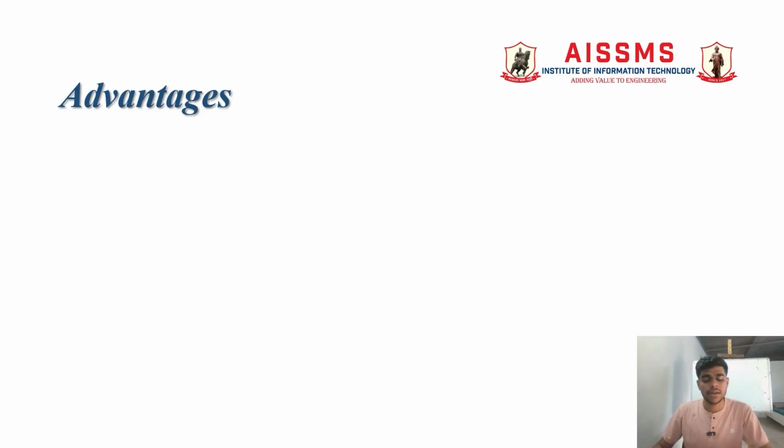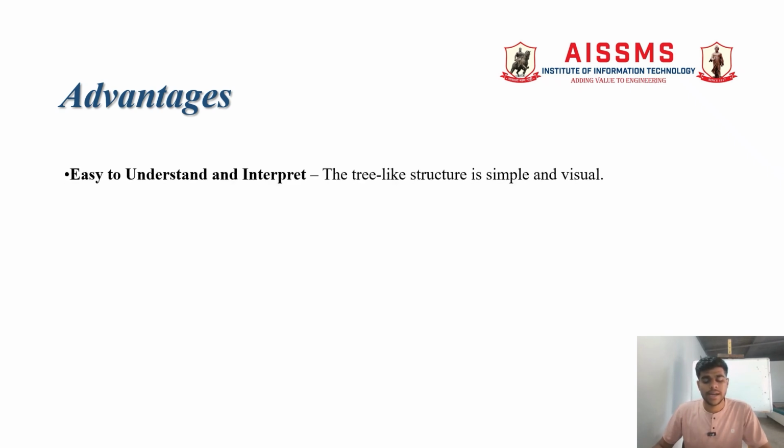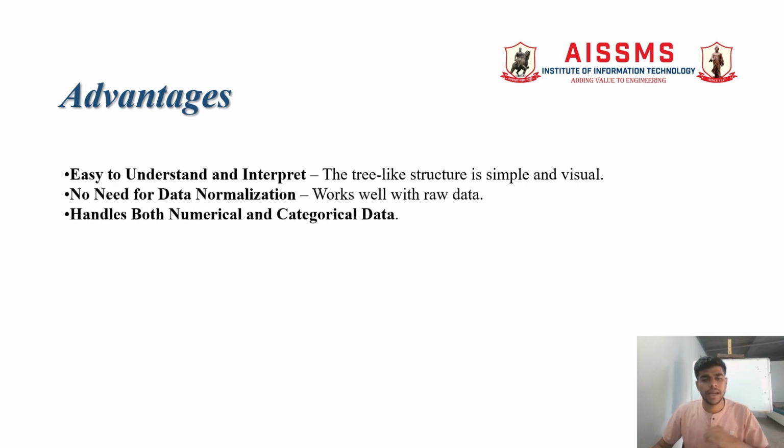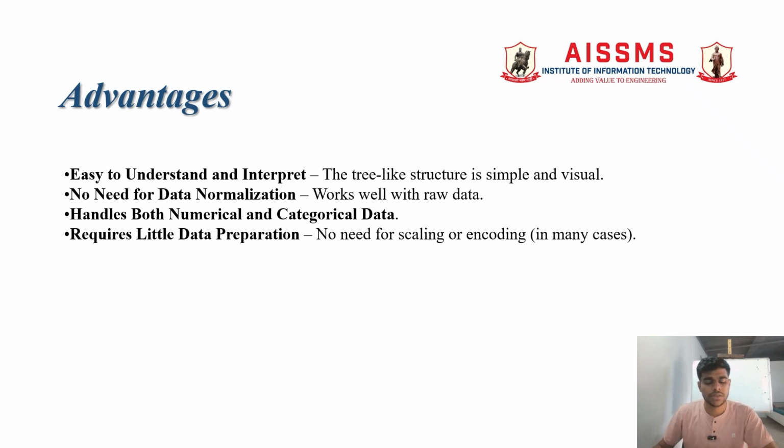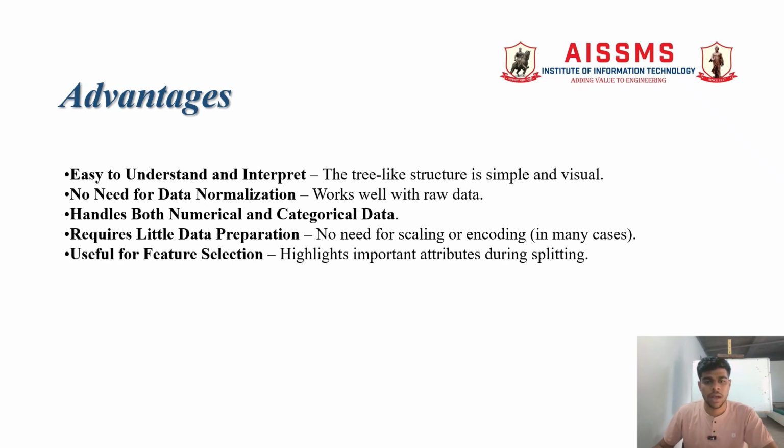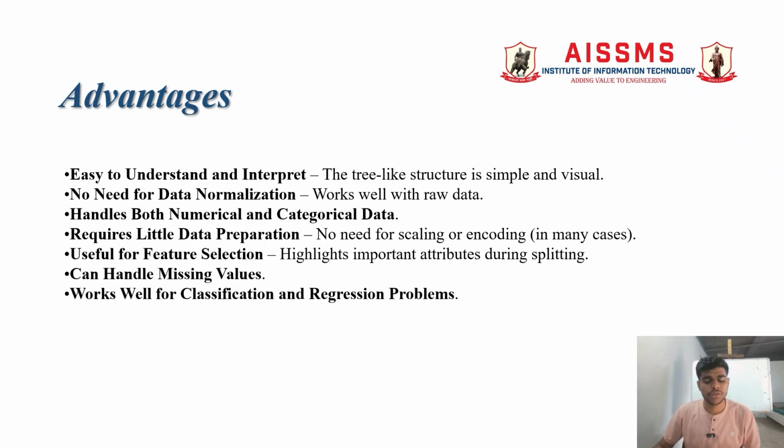Now, there are some benefits of decision trees. Very easy to understand and interpret. No need for data normalization or scaling. Handles both numerical and categorical data. Helps to identify important features, requires little data preparation, no need for scaling and encoding. Useful for feature selection, highlights important attributes during splitting. Can handle missing values and works well with missing values. Suitable for both classification and regression problems.